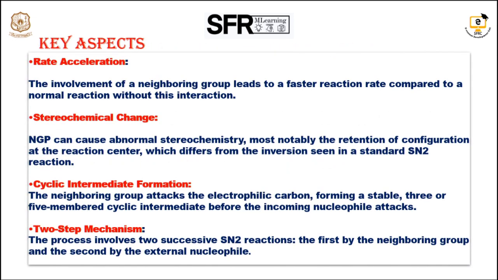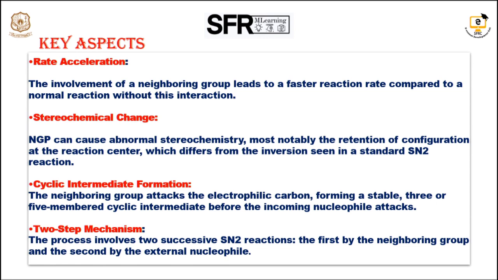So what are the key aspects that we can discuss now? First one is rate acceleration. This is a very important thing. Normally we can't expect such a rate acceleration even when we use a catalyst, but because of the involvement of the neighboring group, it leads to a faster reaction rate compared to the normal reaction without this interaction. The next key aspect is, it can also cause abnormal stereochemistry, most notably the retention of configuration at the reaction center. Normally we can expect the inversion of configuration, but here the retention of configuration at the reaction center occurs, which differs from the inversion seen in a standard SN2 reaction.